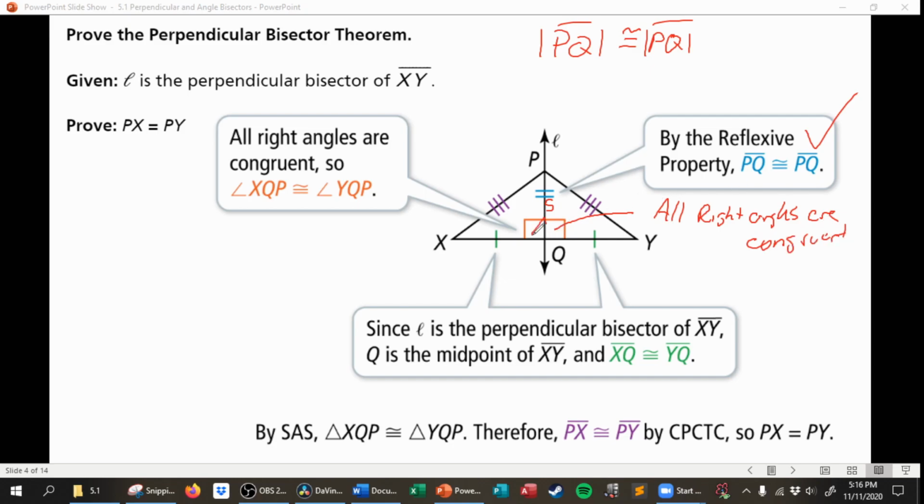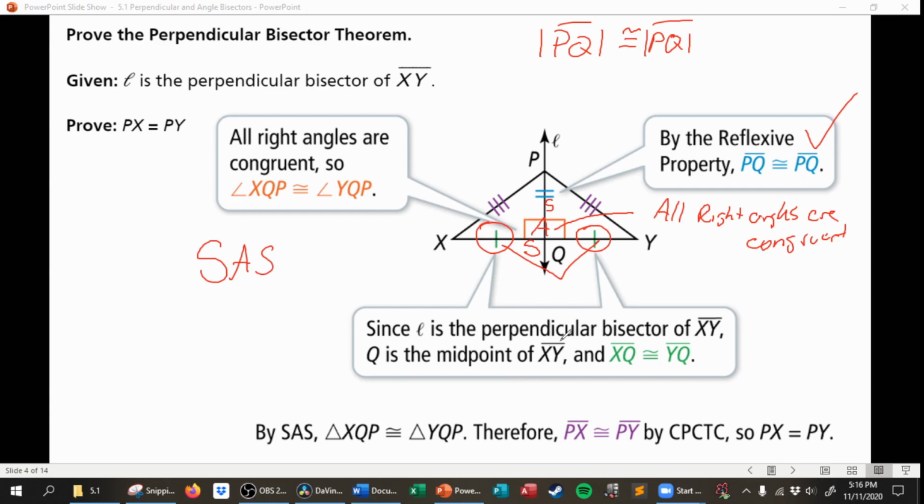So that's our angle. And then by definition of a perpendicular bisector, it cuts XY into equal halves. So we can say those are congruent, and that is our side. And as you can see, it just kind of fell into place for us. We've shown that these two triangles are congruent by side-angle-side.